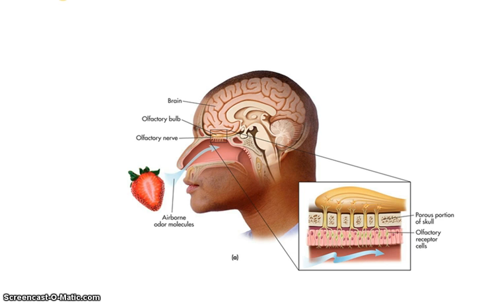Here you'll see an image of the olfactory bulb. So it's right up there at the top of the nose, and you can see the porous portion of the skull and how those olfactory receptor cells actually penetrate through those openings of the skull into the top of the nasal cavity.